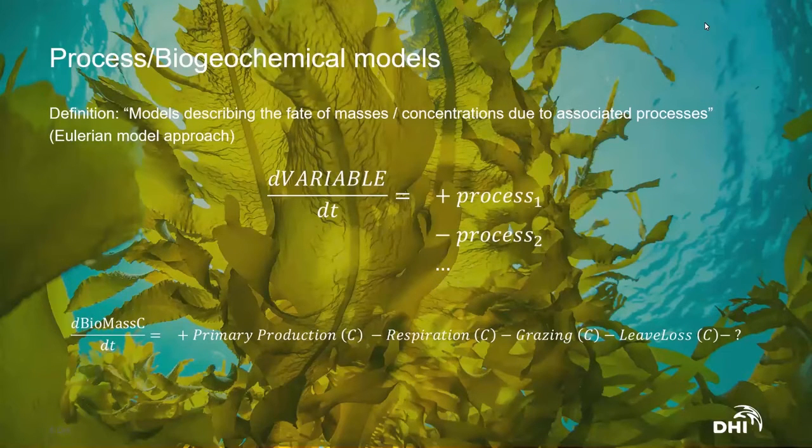And leaf loss could be a number of different things, maybe even coming from waves or physical things, or it could be a seasonal thing, so it drops leaves or shoots at the end of the season or whatever. Primary production here may be dependent on a number of factors like light, temperature, nitrogen and phosphorus. Respiration would be dependent on the standing biomass and temperature. Grazing comes from different kinds of snails and fauna or whatever. And the leaf loss, as I said, could be due to temperature, physical stress or whatever.